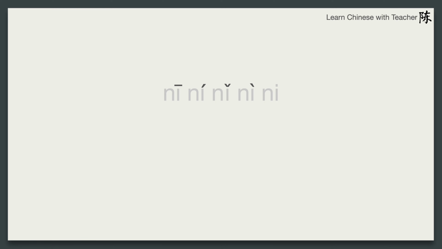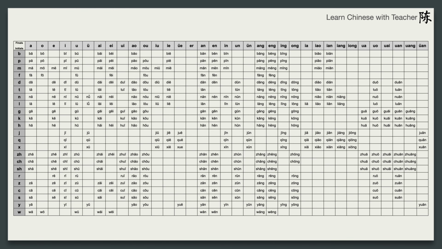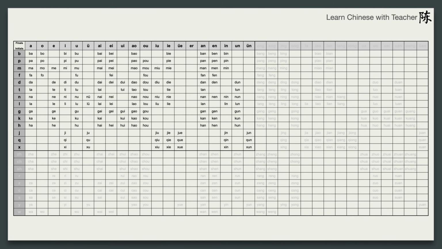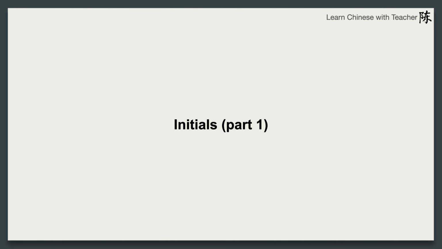In Chinese, there are 5 tones: the first tone, the second tone, the third tone, the fourth tone, and the light tone. So, if you are able to read all these pinyins in the first tone, the second tone, the third tone, the fourth tone, and the light tone, then that means you can read all Chinese characters. In this lesson, we'll be learning the first part of the initials and the finals. Initials, part 1.